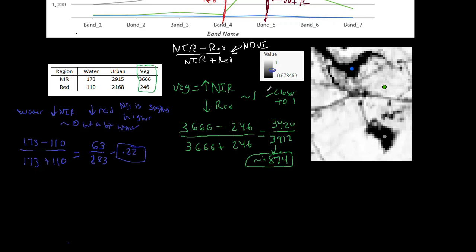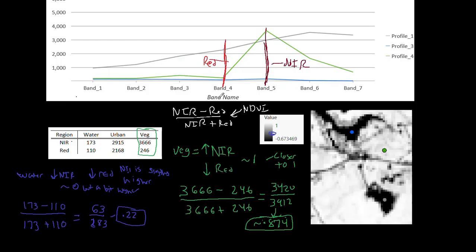Hopefully this made sense. Hopefully we were able to understand how seeing the spectral profile gave us an idea of roughly what we were expecting to see, then actually calculating it and having that match up with our expectations, and then how everything fed back into the image. If any of this didn't make sense, I encourage you to pause the video, go back, rewatch the part you're confused about, and as always, please reach out.